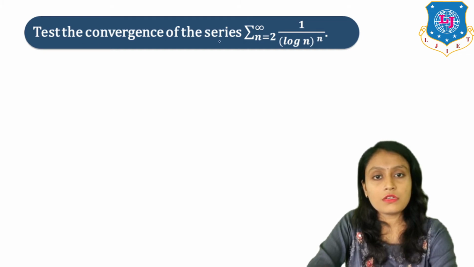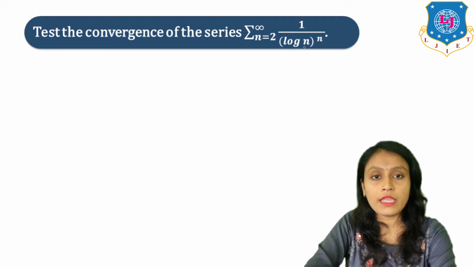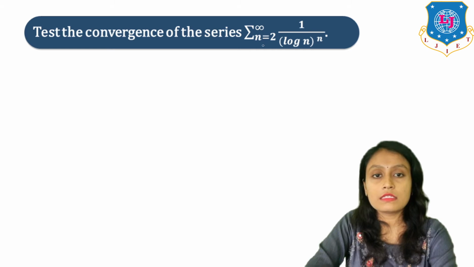Test the convergence of a series, n from 2 to infinity, 1 upon log n whole raised to n. Now here we are taking summation from 2 because for n equal to 1, here we have 1 upon log 1, okay, and we know the answer of log 1, that is 0. So 1 upon 0, that is infinite. So for n equal to 1, undefined term, right? So we will start the series from n equal to 2. So now let's begin with the solution.